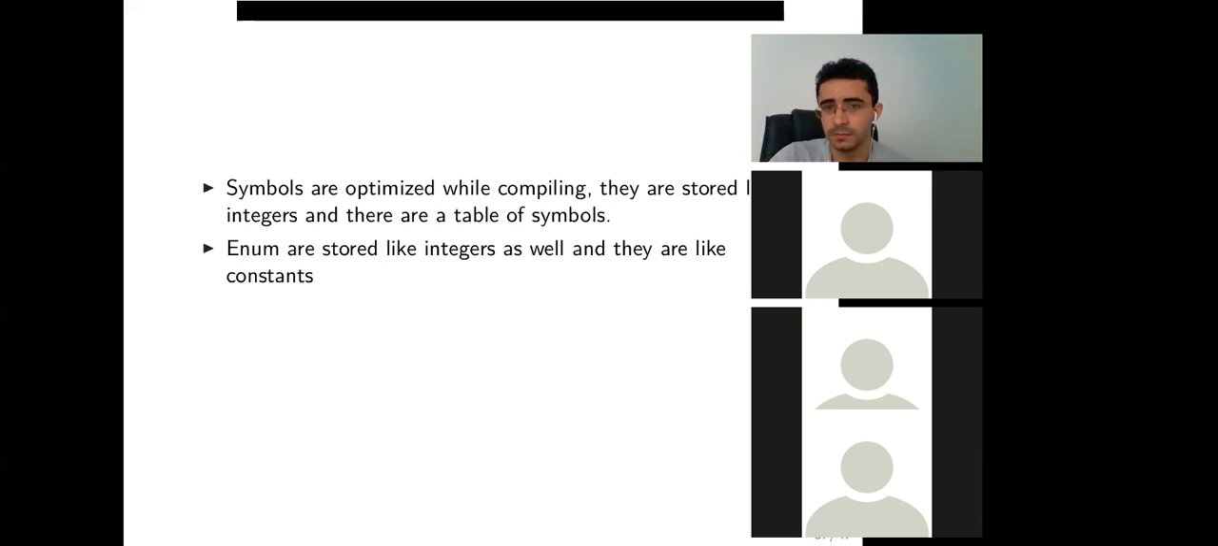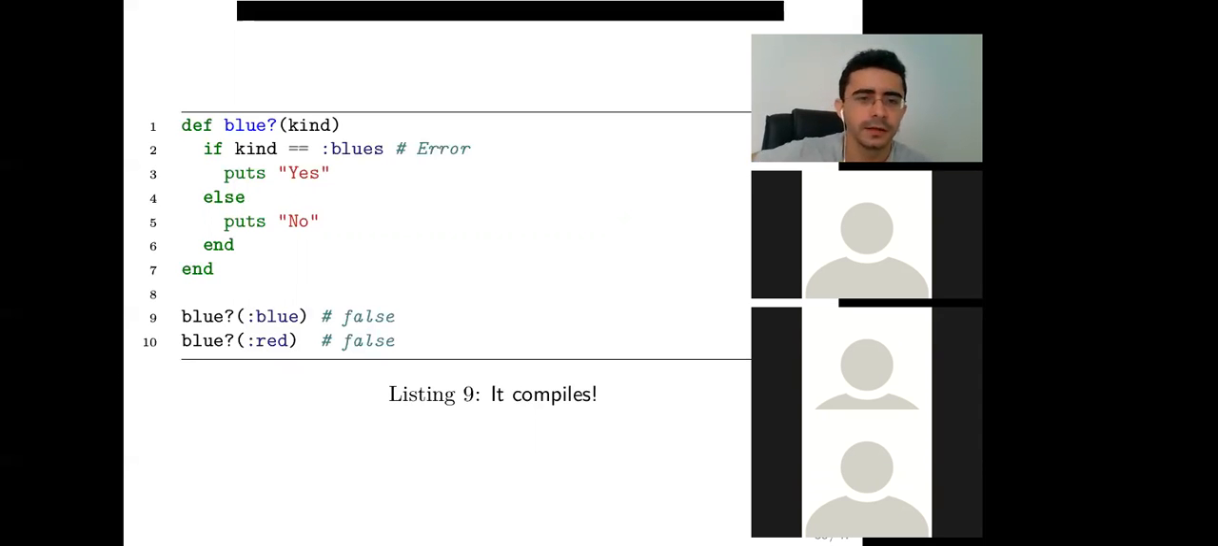But there's a problem with symbols. I mean, kind of a problem, because you can't convert a string to a symbol. Symbols are optimized while compiling. You can't get data from the user and convert it to a symbol like in Ruby. And the enums are stored like integers as well, and they are like constants. I'll show you some examples of that.